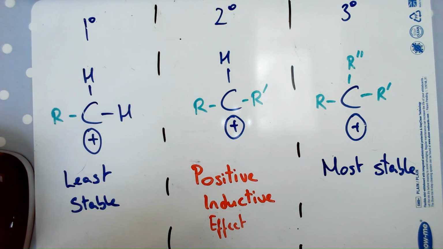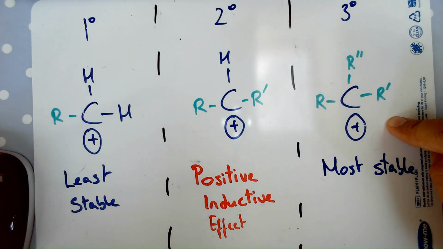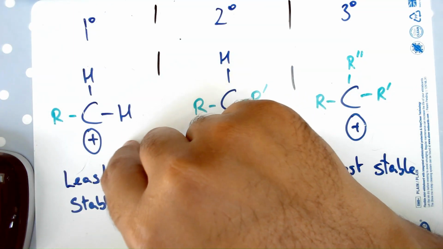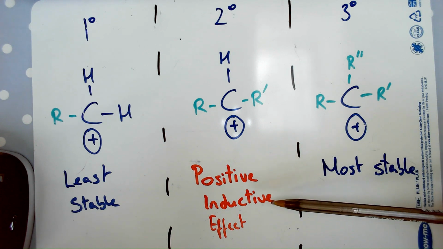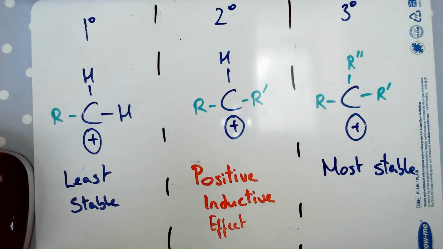What does this mean? This means that as an intermediate, this one will hang around for the longest, and this one won't hang around for very long at all. Why? Why, I hear you ask? It's all because of this thing, the positive inductive effect. Now what does that mean?